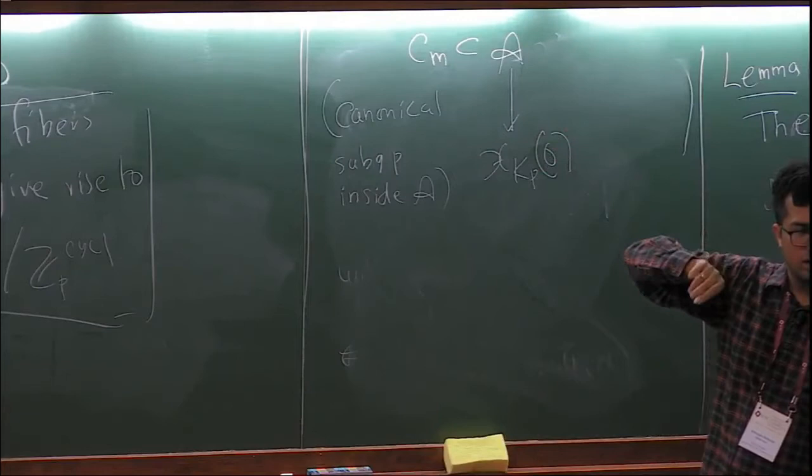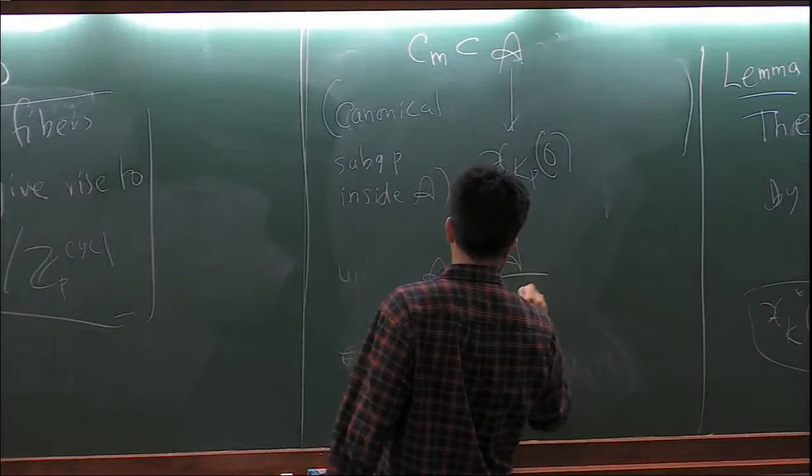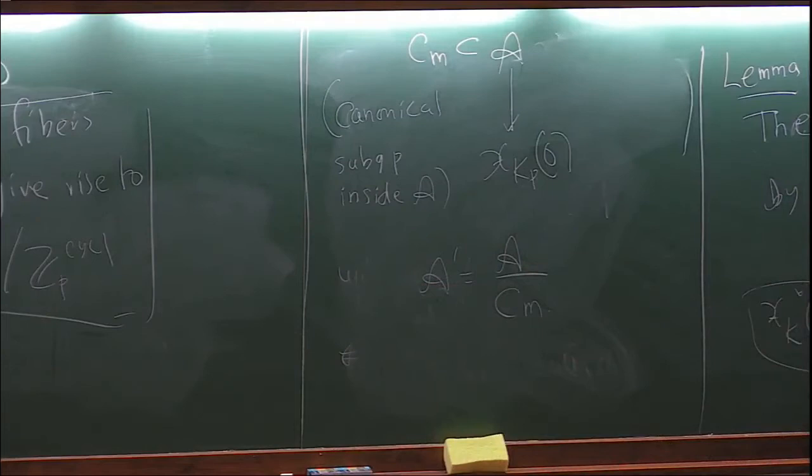Okay, so now you can look at the abelian scheme A prime, which is A mod C_m. And the remark I made is the following. If you start with an ordinary abelian scheme and you take the quotient by C_m, you are going to get an ordinary abelian scheme. So this is an ordinary abelian scheme.